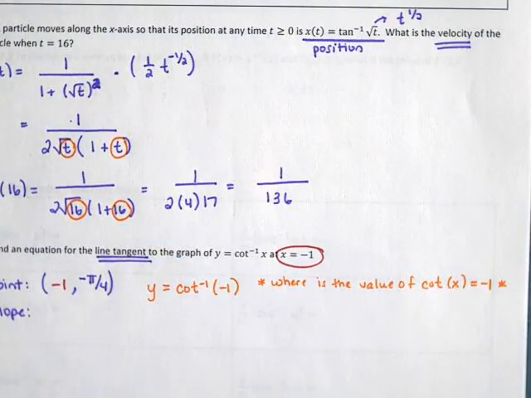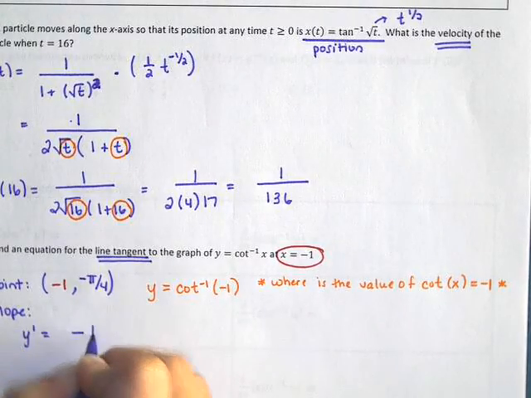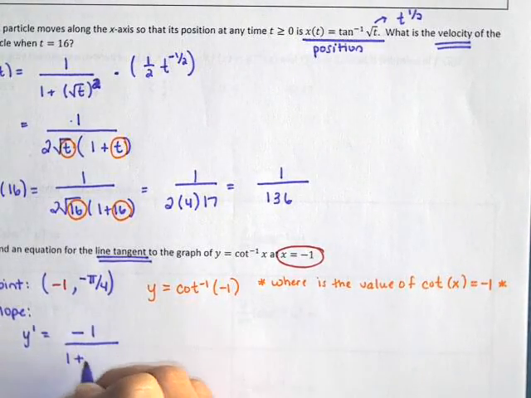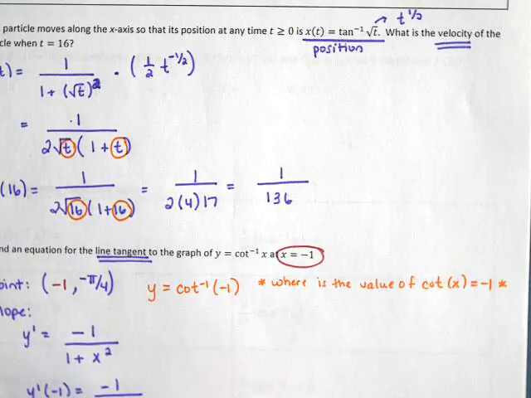Now, if I want to figure out the slope, I'm going to use the derivative. So y prime would be negative 1 over 1 plus x squared. And I'm just going to plug in the -1, and I get -1 over 1 plus -1 squared, which is -1 over 2.